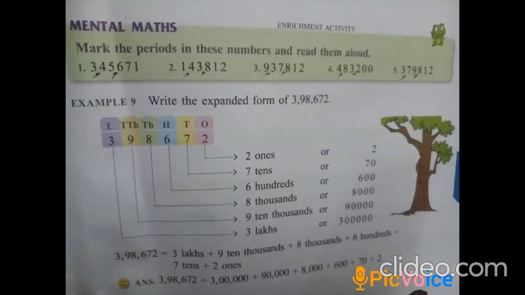Coming to the next sum. In book page number 9, one more mental math sum is given. In this one you have to mark the period and the number you have to read aloud. This is the question they given. So first you should know where to put the comma. Ones, tens, 100, from right to left you have to count from ones place onwards. Ones, tens, 100, comma, 1,000, 10,000, comma, lakhs. So read the number now.